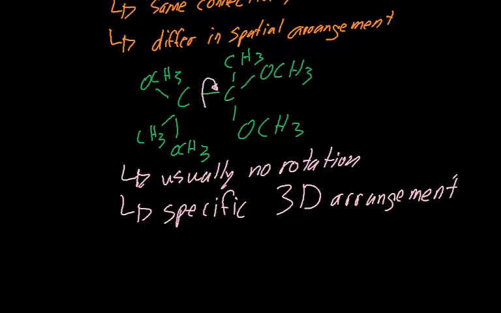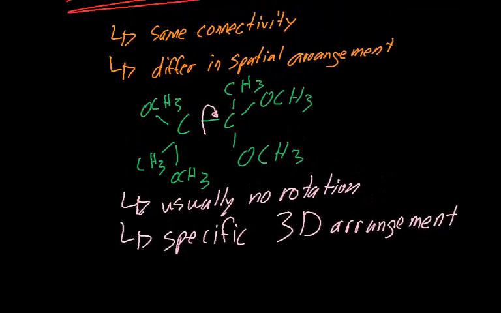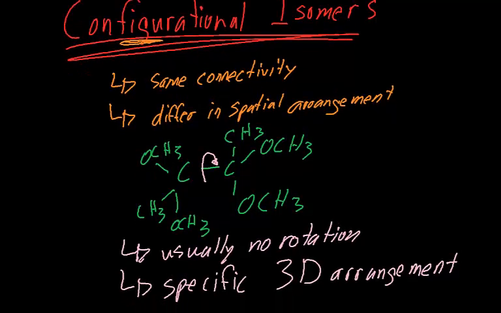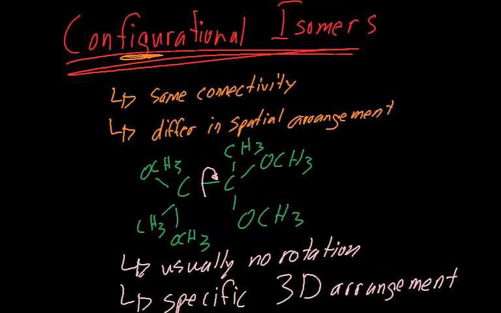And so this gets into some ideas about chirality. Chirality is a very important topic that is discussed in another video, but it basically means that something has a specific 3D arrangement. So I don't want to talk about it right here because we're talking about isomers, but definitely watch the chirality video.